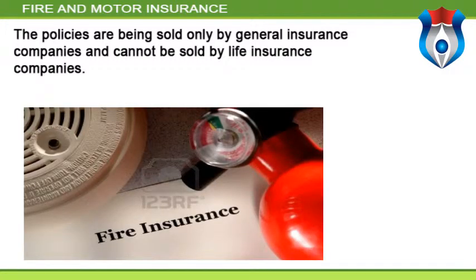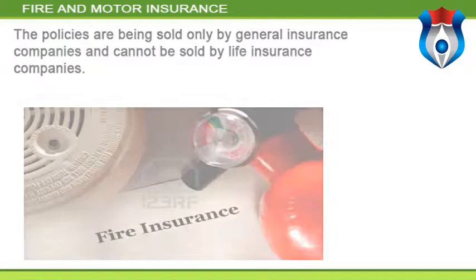The policies are being sold only by general insurance companies and cannot be sold by life insurance companies. This restriction is imposed only in India but not in other parts of the world. In India also, prior to nationalization, general insurance business was conducted by life insurance companies also, but after nationalization in 1972, consequent upon passing of the General Insurance Business Nationalization Act (GIBNA), General Insurance Corporation of India was formed and was conferred the exclusive power to regulate and conduct the business of general insurance in India.